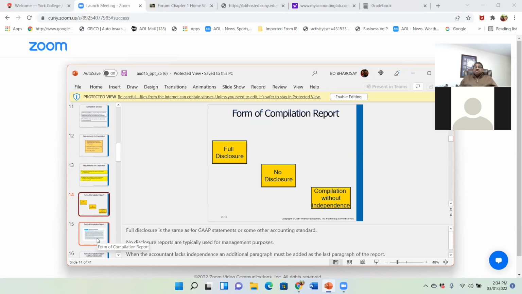We can perform a compilation on a full set of financial statements or just one financial statement. We can't do this for an audit or review, but we could do that for a compilation. We could just perform a compilation on the income statement. Now, why is this so?